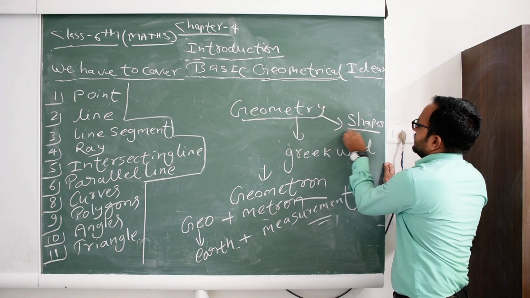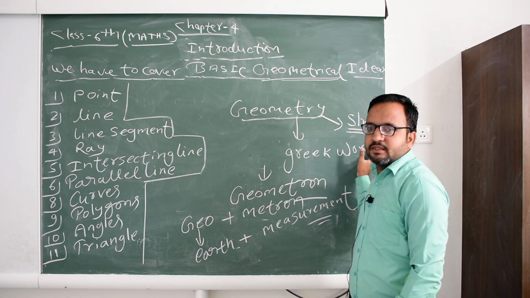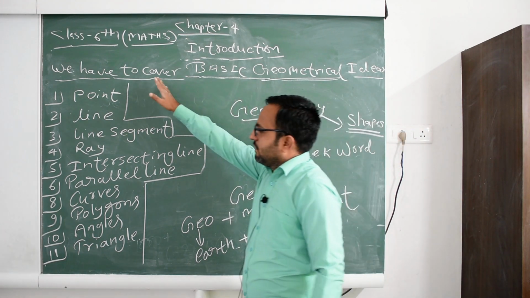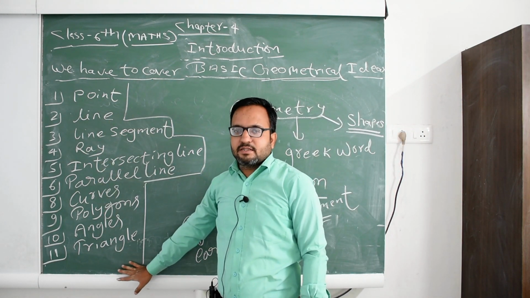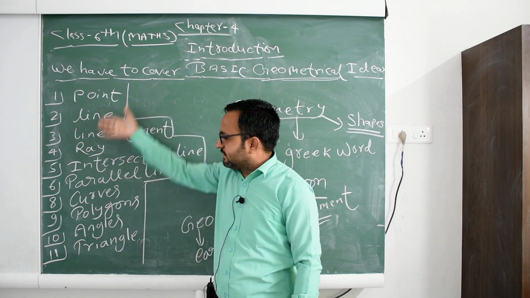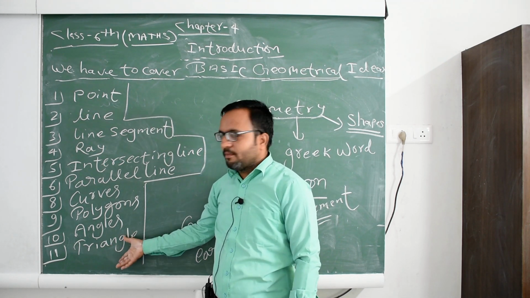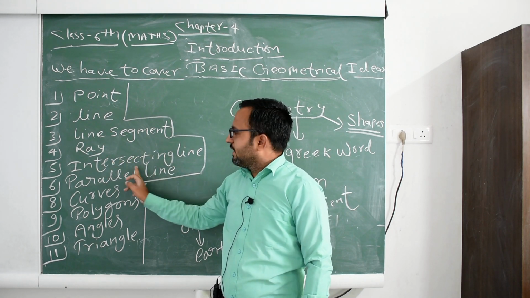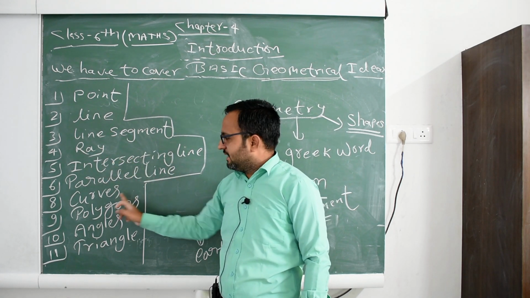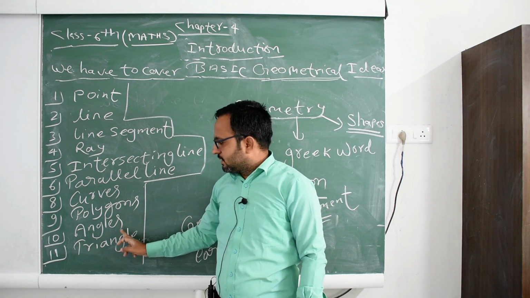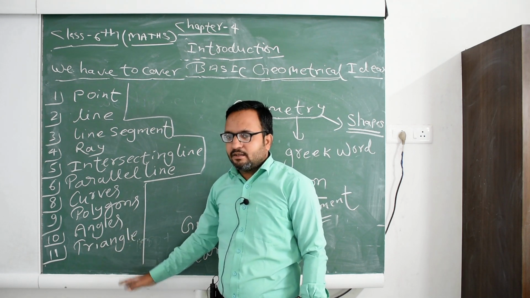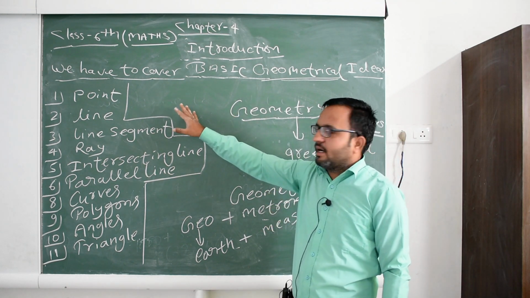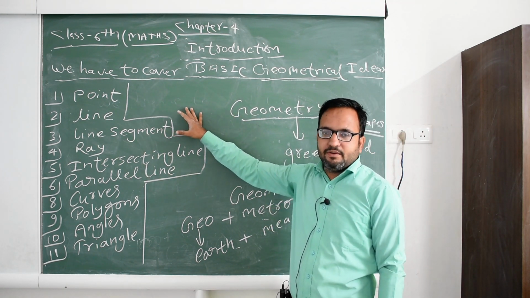shapes. In this chapter we discuss different types of shapes and we cover these topics. First point, line segment, ray, intersecting lines, parallel lines, curves, polygon, angles, triangle, and two or three more. Okay, so one by one I will try to explain to you.